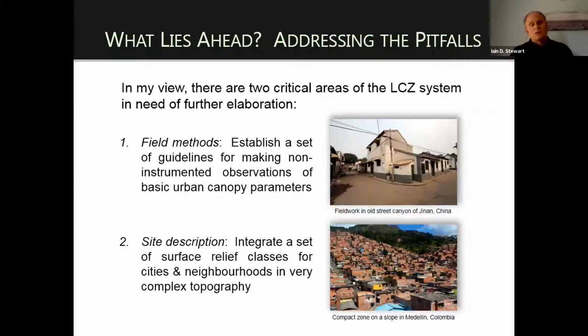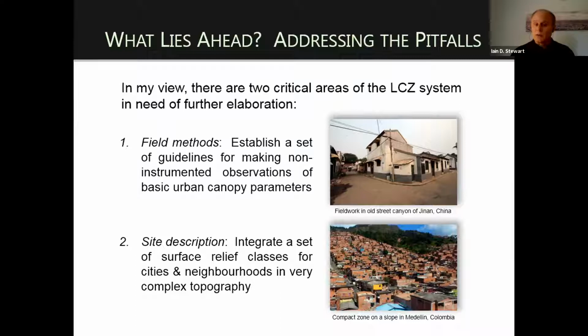Now, just to spend a few minutes on what I think lies ahead, it's important to address some of these pitfalls in LCZ work. And in my view, there are two critical areas that are in need of further elaboration. One is the development of a set of field methods or guidelines that can help us to make non-instrumented observations of basic urban canopy parameters.